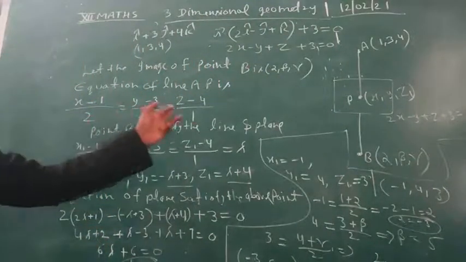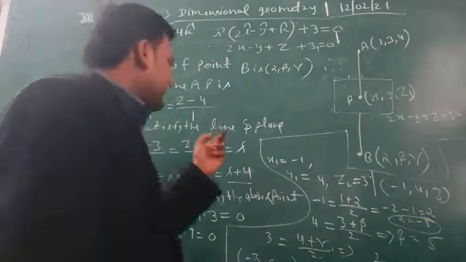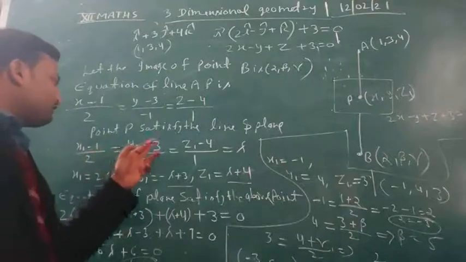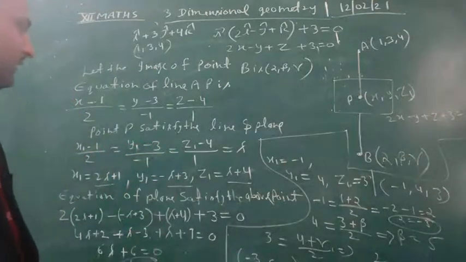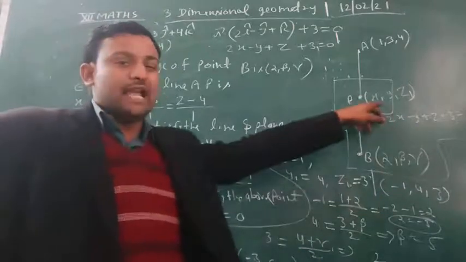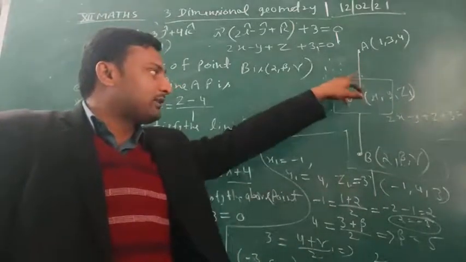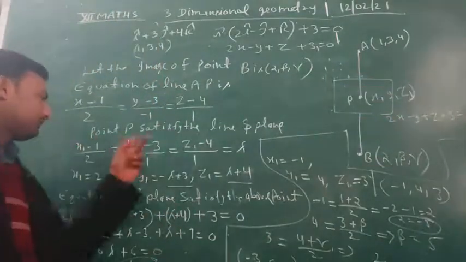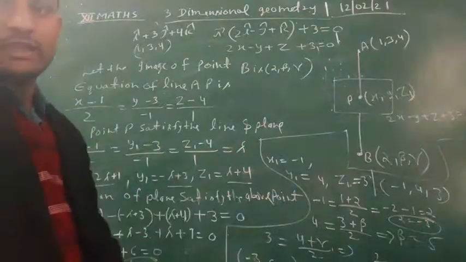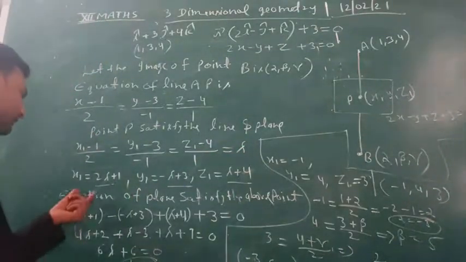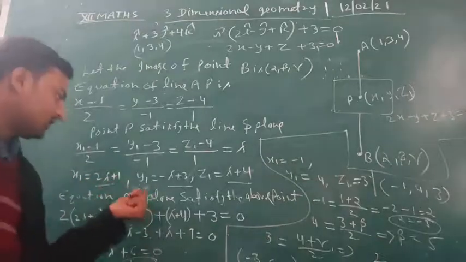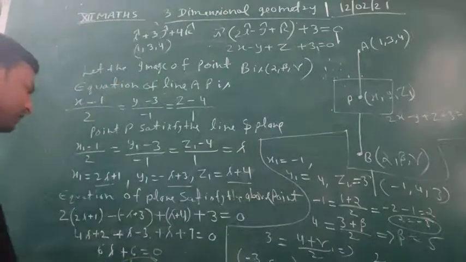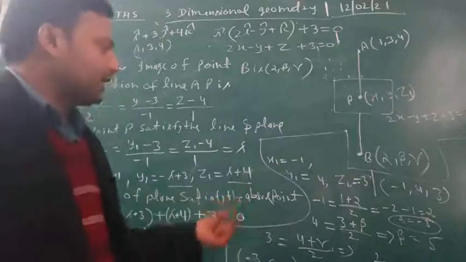So our equation of line will be this. Now point P satisfies the line and plane. Okay students, so x1 minus 1 by 2 and y1 minus 3 by minus 1, z1 minus 4 by 1 is equal to lambda. We have taken x1, y1, z1 as the intersection point of this line and plane, so it will satisfy both line and plane. We suppose this is equal to lambda, students. So our x1 is 2 lambda plus 1 and y1 is minus lambda plus 3 and z1 is lambda plus 4.